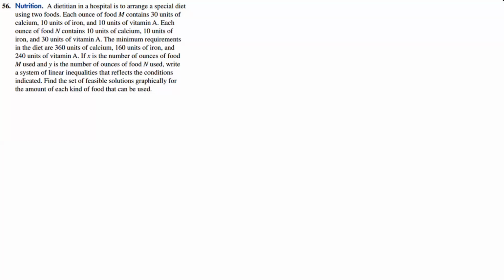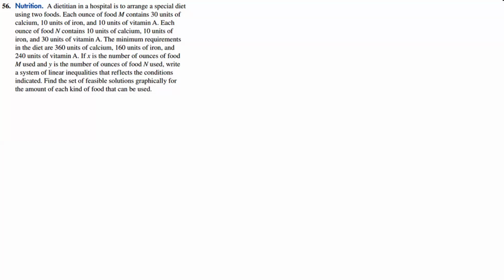All right, so we have a dietitian in a hospital who is to arrange a special diet using two foods. Each ounce of food M contains 30 units of calcium, 10 units of iron, and 10 units of vitamin A. Each ounce of food N contains 10 calcium, 10 iron, and 30 A. The minimum requirements of the diet are 360 of calcium, 160 of iron, and 240 of vitamin A.